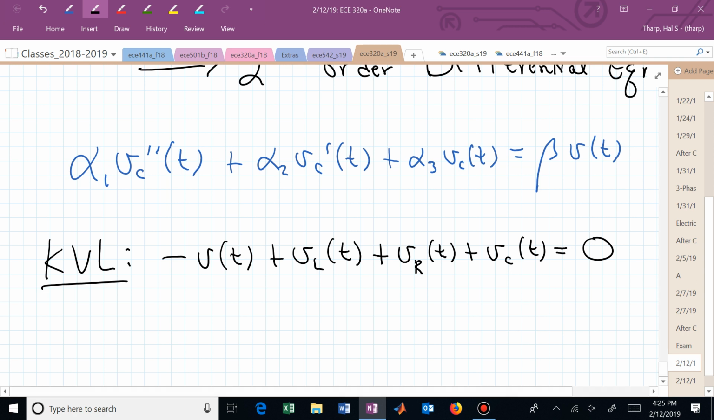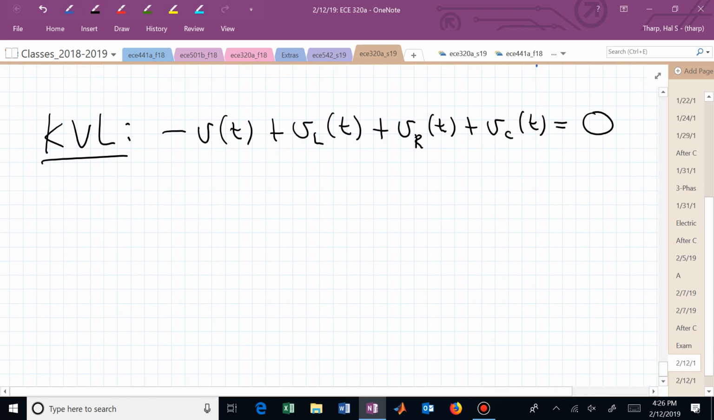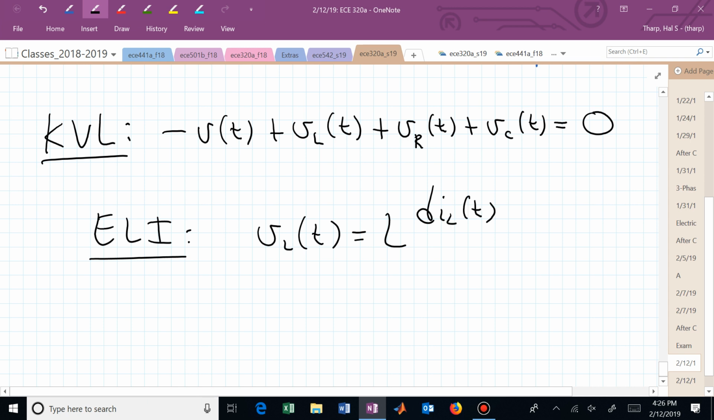We need to start getting rid of some of these variables. And the way that you can do it is be guided by Eli and ICE. You can say, oh, he said we should focus on inductor currents and capacitor voltages. If that's the case, can I start to rewrite these in terms of those variables? Here's the capacitor voltage. That's easy. I'll just leave it alone. But we have ICE and Eli. Let's look at Eli first. Eli says that V sub L of t is equal to L di sub L dt.